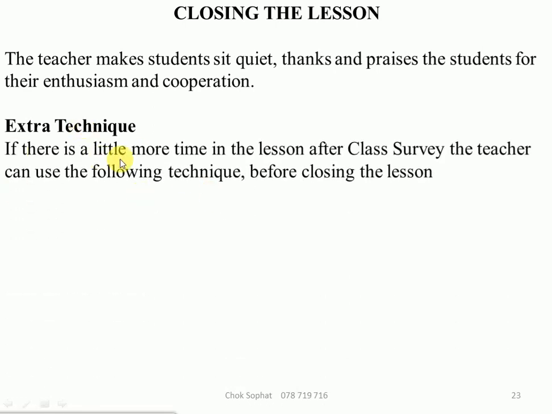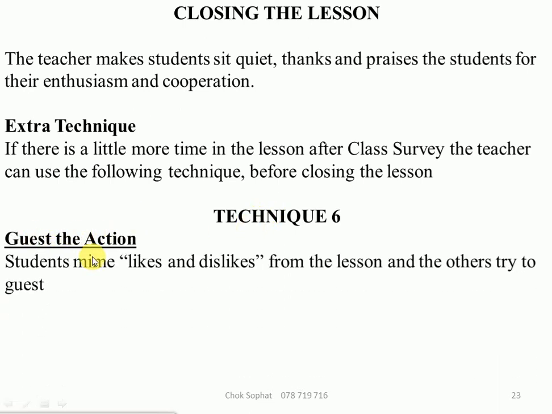Extra techniques. We can set some extra techniques if we have time. If there is still more time in the lesson after the class survey, the teacher can use the following technique before closing the lesson. Technique number 6: guess the action. This is an extra technique before we close the lesson if time is still available. Students mime likes and dislikes from the lesson and others try to guess. You can set a sub-technique.